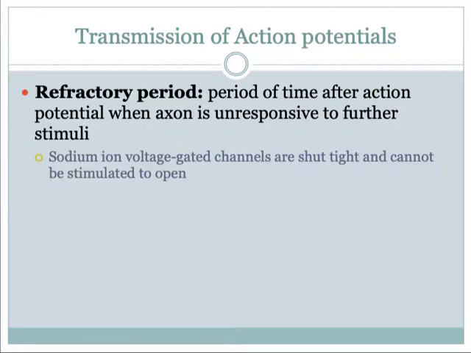So the function of a neuron is to transmit information along itself, but how do action potentials help to transmit information along a neuron?